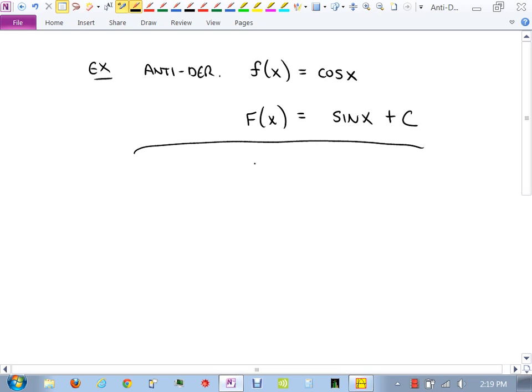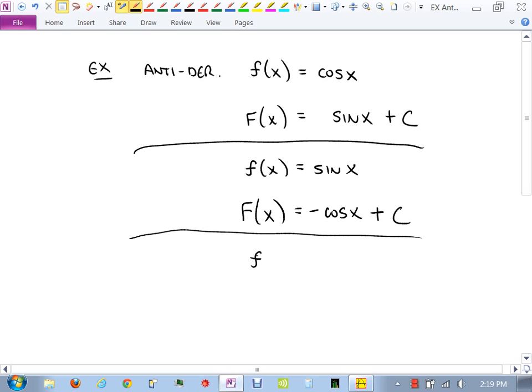What about this one? What's the antiderivative of sine? That's negative cosine. Because try it. Take the derivative of cosine x, it's negative sine x. Then make it negative, that'll give you positive. What are some other ones you should know? What's the antiderivative of secant squared x? Just tangent. Right? Because the derivative of tangent of x is secant squared x.